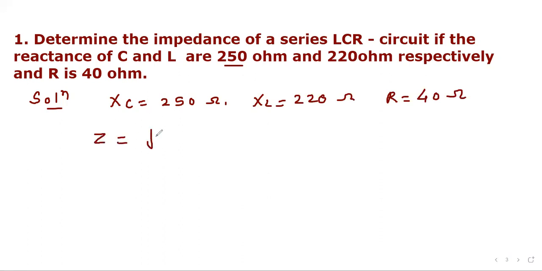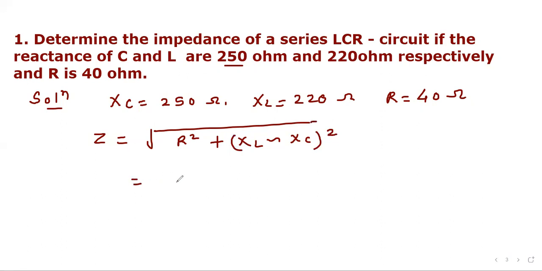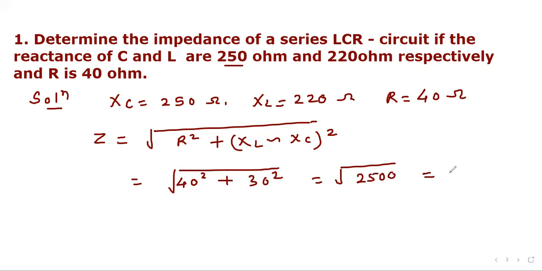Impedance Z is square root of R square plus XL minus XC whole square. So it will be equal to 40 square plus difference of the two. So this is 220, this is 250. So that is 30 square under root, which will give root 2500, which will be 50 ohm.